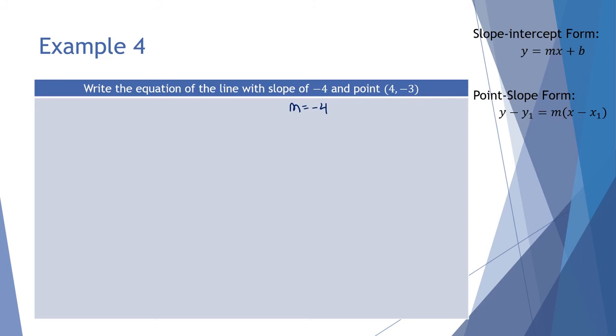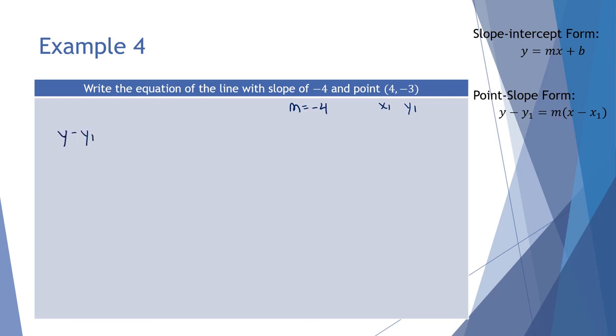Next is the point. So we're given a point, and I'm going to just label that x1, y1. So x1 is 4, y1 is -3. So we have two forms that we can use. We're not given a value where x is 0, so we want to use point-slope form. So I'm going to start with writing that equation.